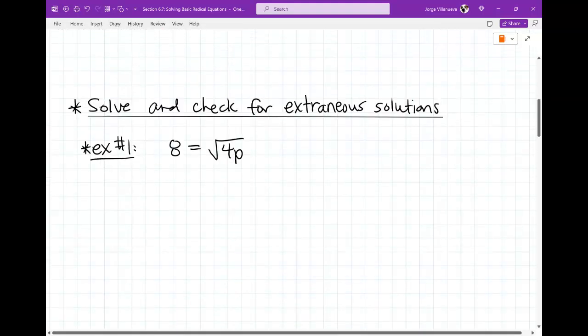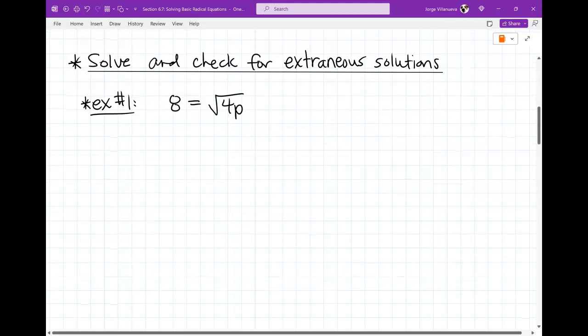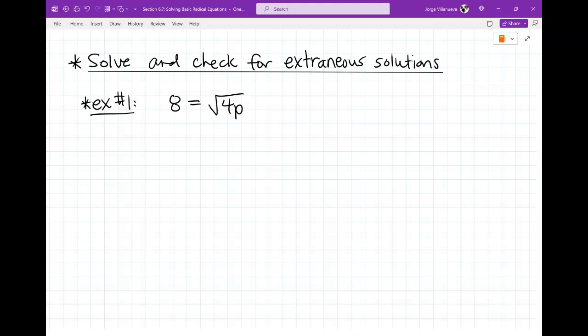So here we go. We have 5 examples to do. There's only one main instruction, which is to solve and check for extraneous solutions. I'll give you guys a minute to write that out, but we're solving, and then we're going to check to make sure that whatever answer we get makes sense.